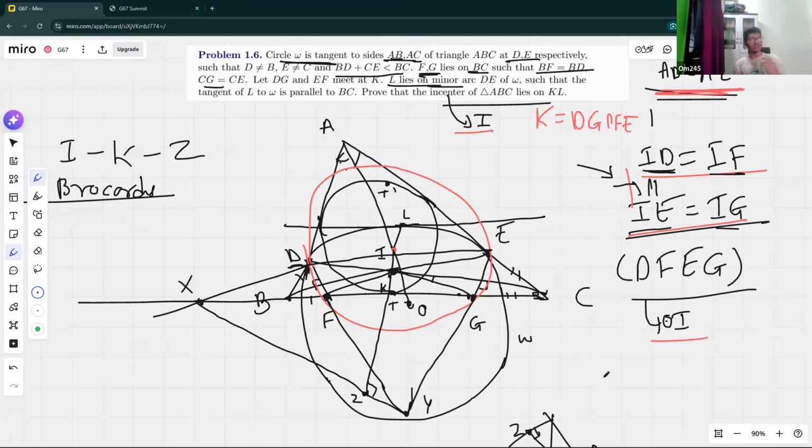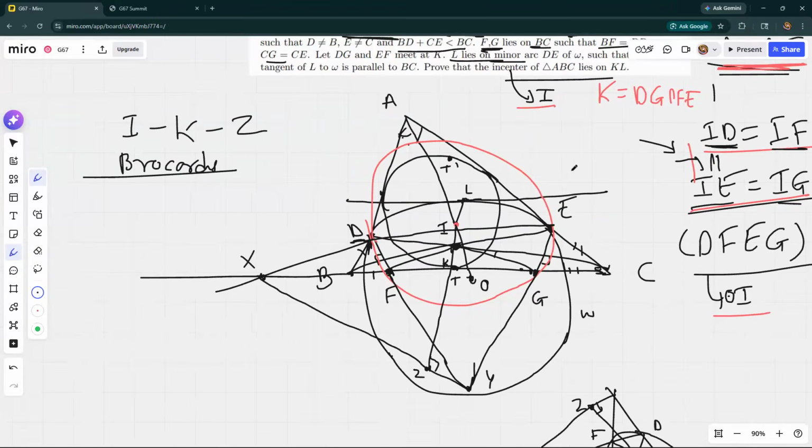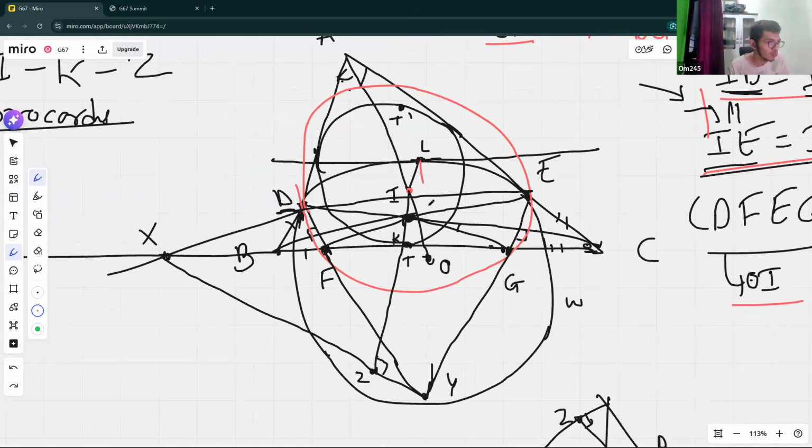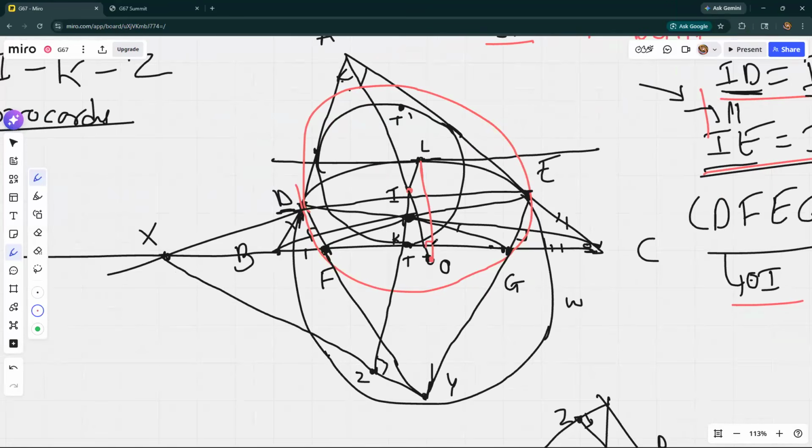Do you guys have any other idea? Any other intersection, circle? LO intersection BC. LO intersection BC. Oh damn. Wait, what have we done till now? How is it perpendicular? How is the point defined, by the way? Center of omega. I see. Call this H.